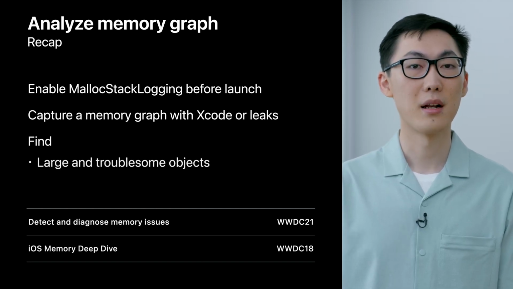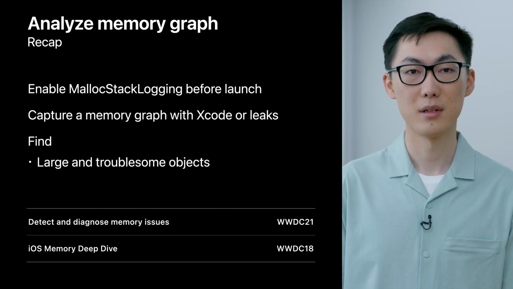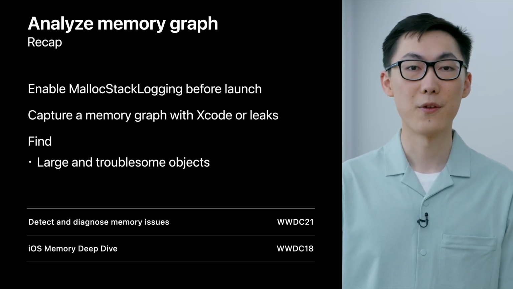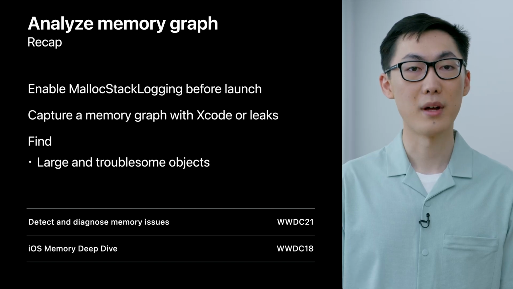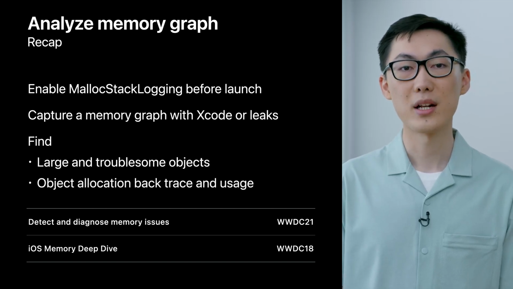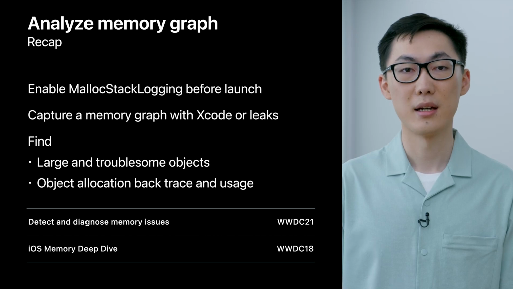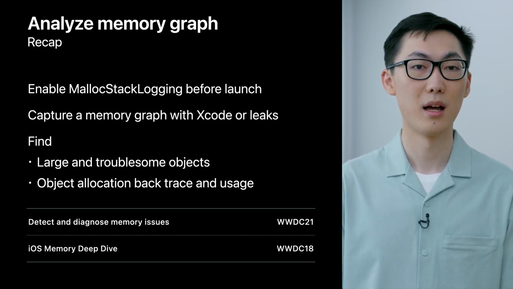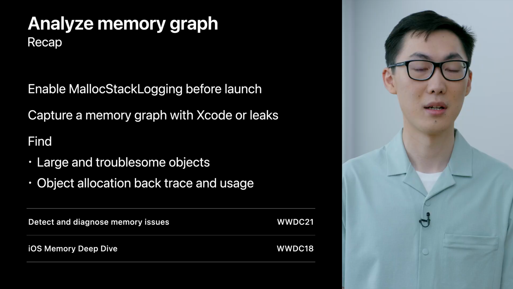Next, find large and troublesome objects. Footprint, VMAP, and heap tools provide breakdown of memory both on a high level and in details. With malloc history, you can find out where objects are allocated, and leaks can analyze object usage or references. These previous sessions include in-depth walkthroughs as well as demos of more usage of these tools.